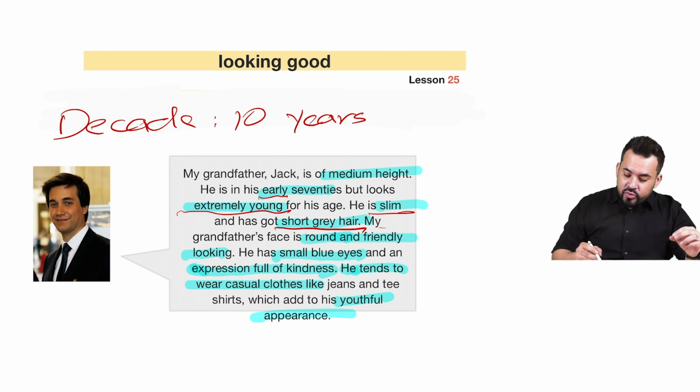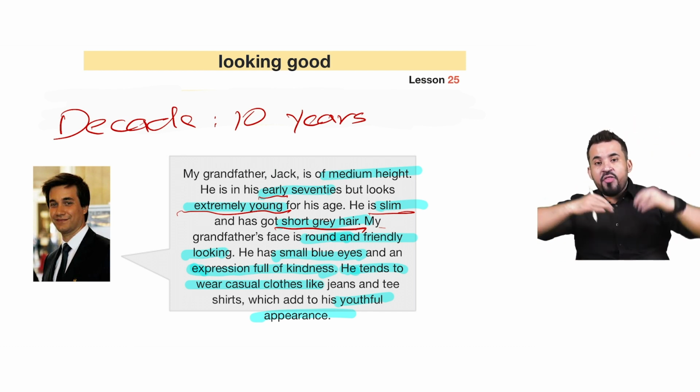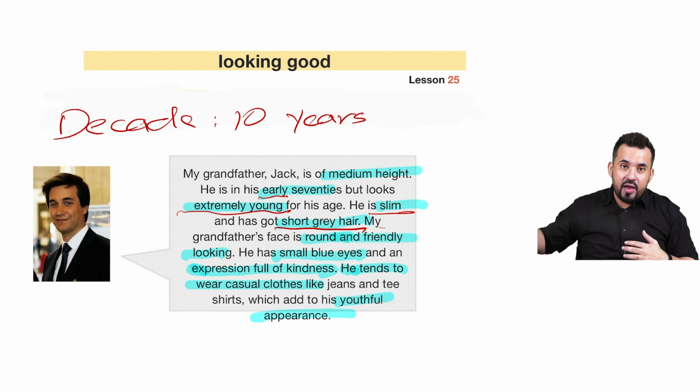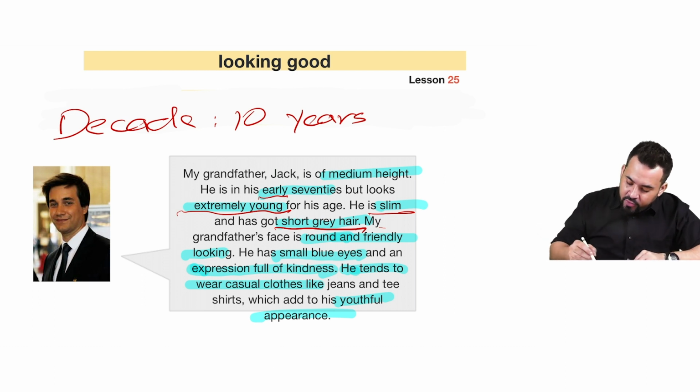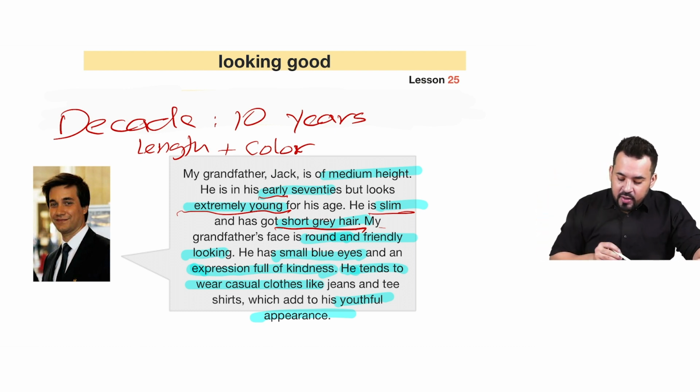So you always start with the length of the hair, then the color of the hair. Always length first, then color.